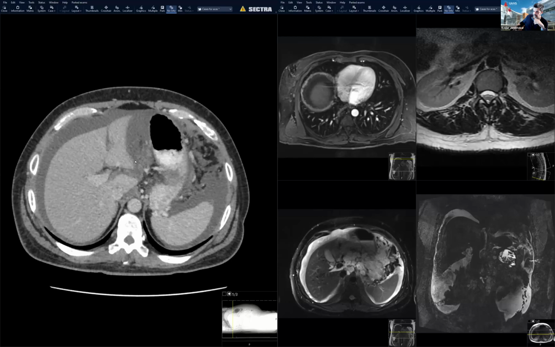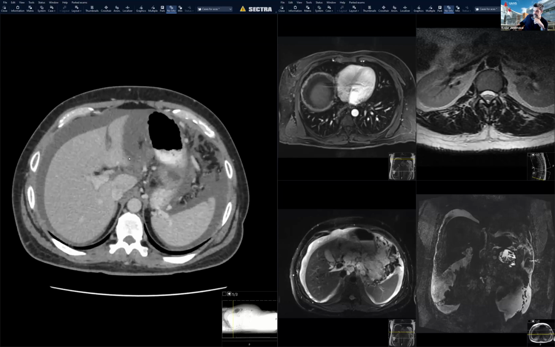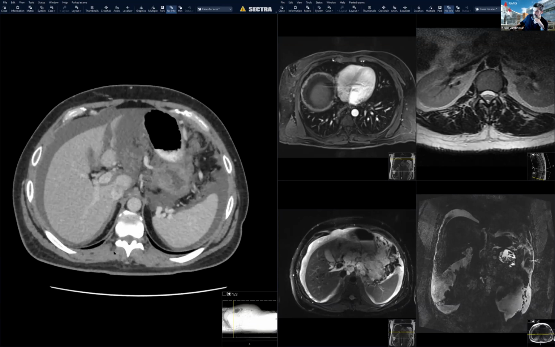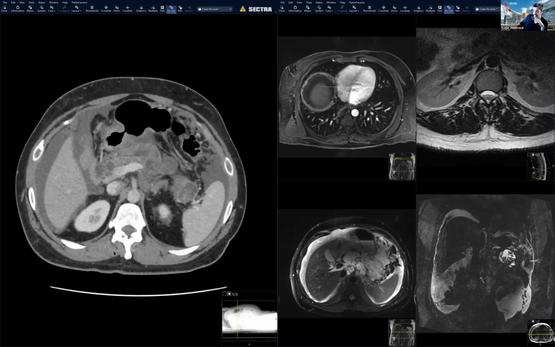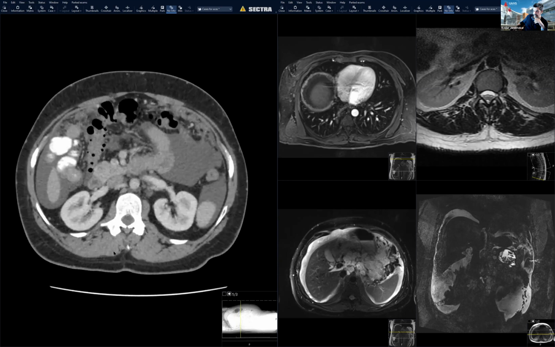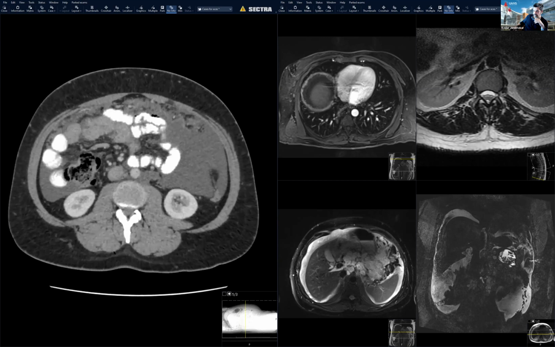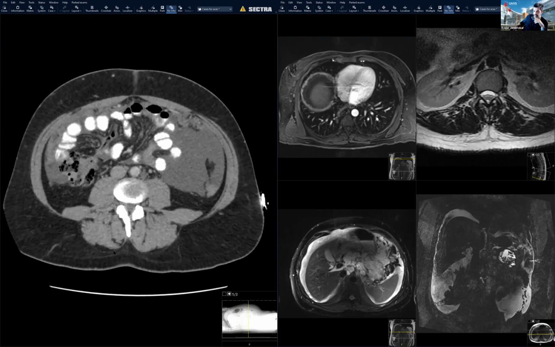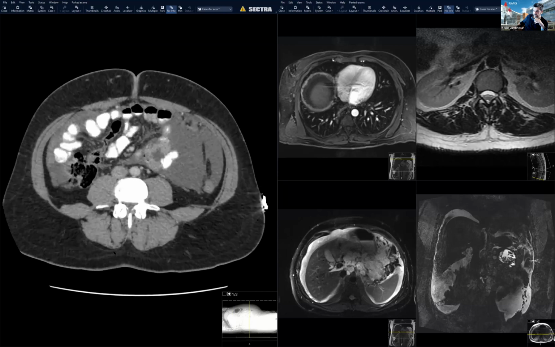This is a very unfortunate young 37-year-old patient who presented for 2 weeks with abdominal pain and nausea. So I'm just going to scroll through. First, show the CT. Anyone has any thoughts? Go back.